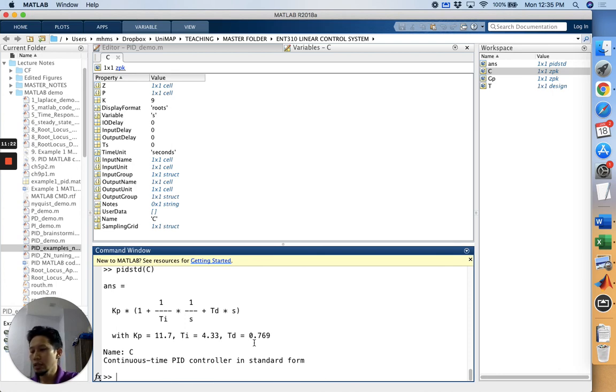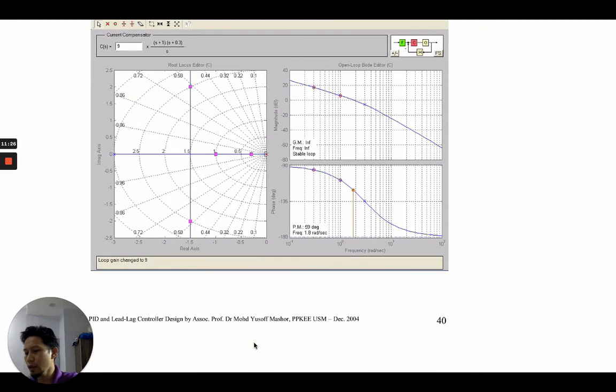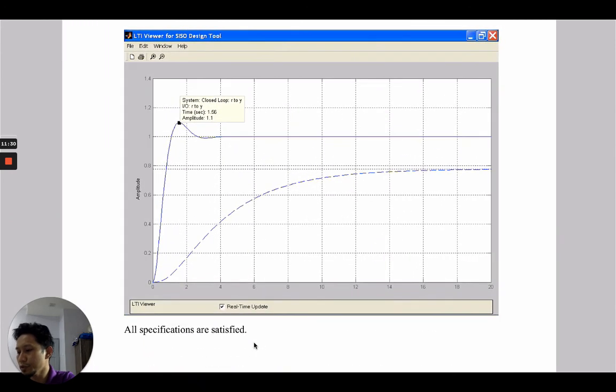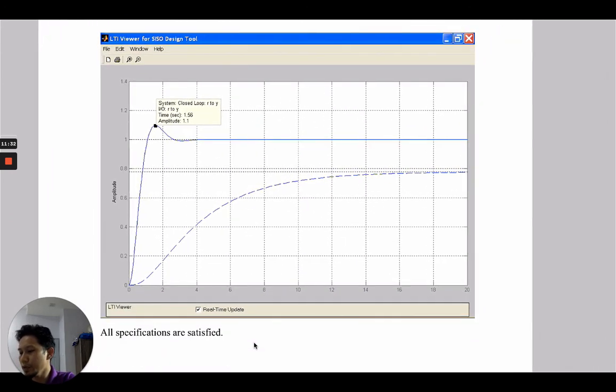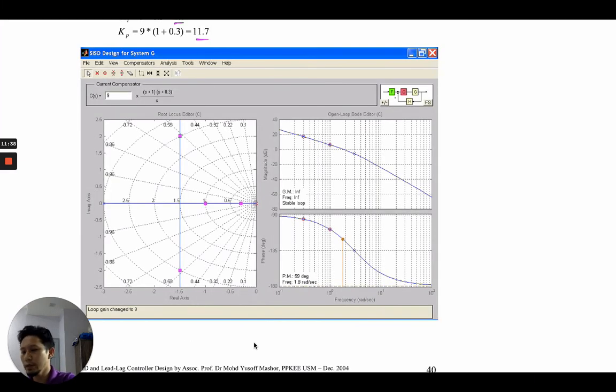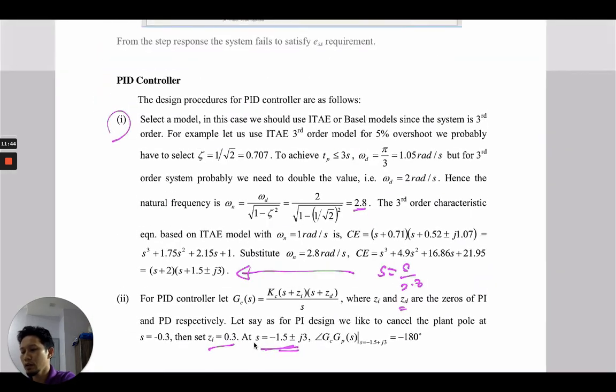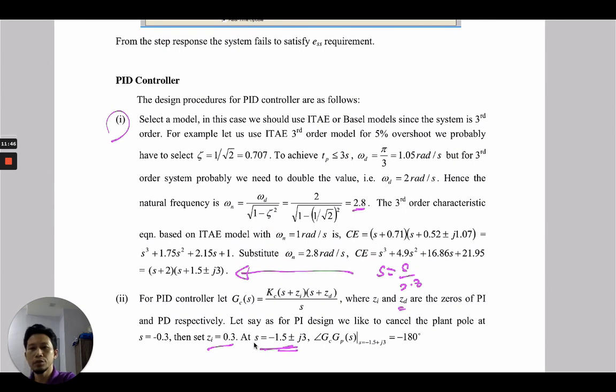Okay. I think that's it for PID controller example 4. So you can try by yourself to get a suitable controller.